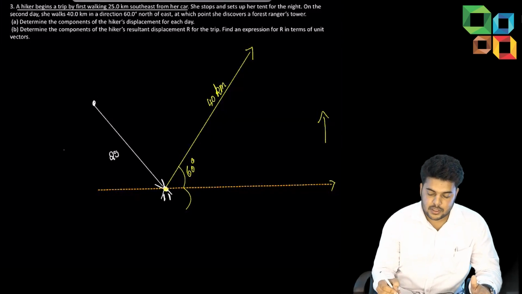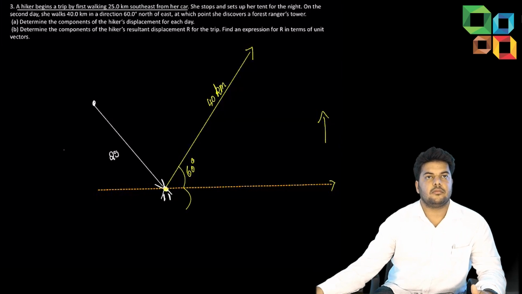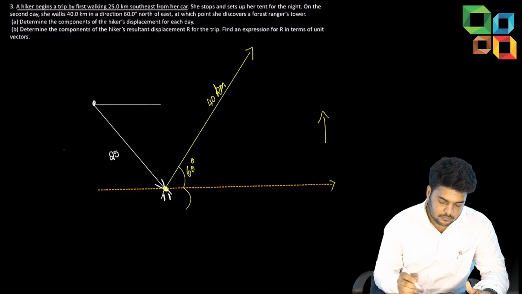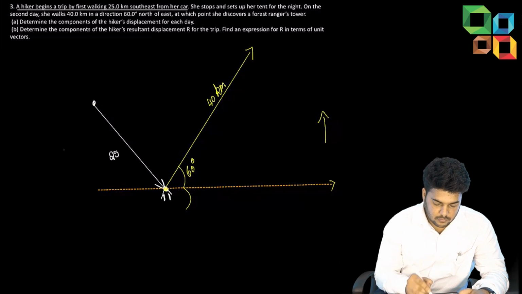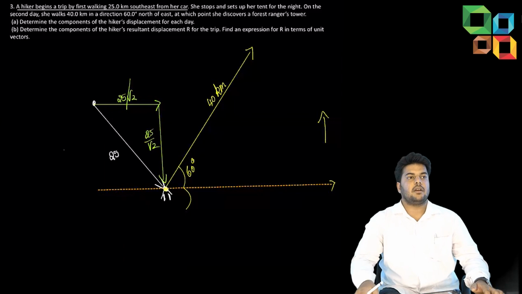So we have determined the components for the first day. Let me just write them down. So for the first day we had 25 by root 2 and 25 by root 2. Yeah. First day is done.